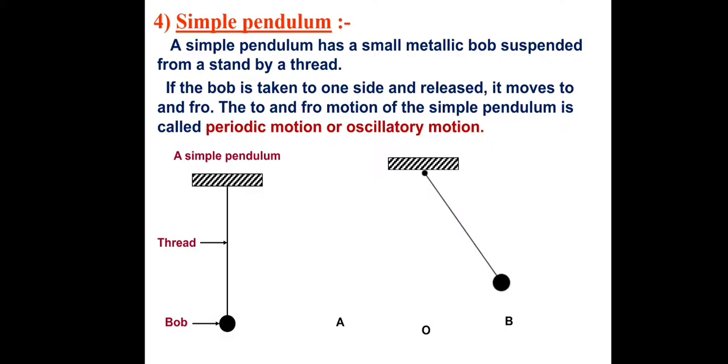On your screen you can see A, O and B, three positions. O is called the mean position. It means when the pendulum is at rest, we say it is at the mean position. And the maximum distance which it can travel on both sides, that is B here and A here, is called its extreme position. So these are the two extreme ends, and this is the mean position.